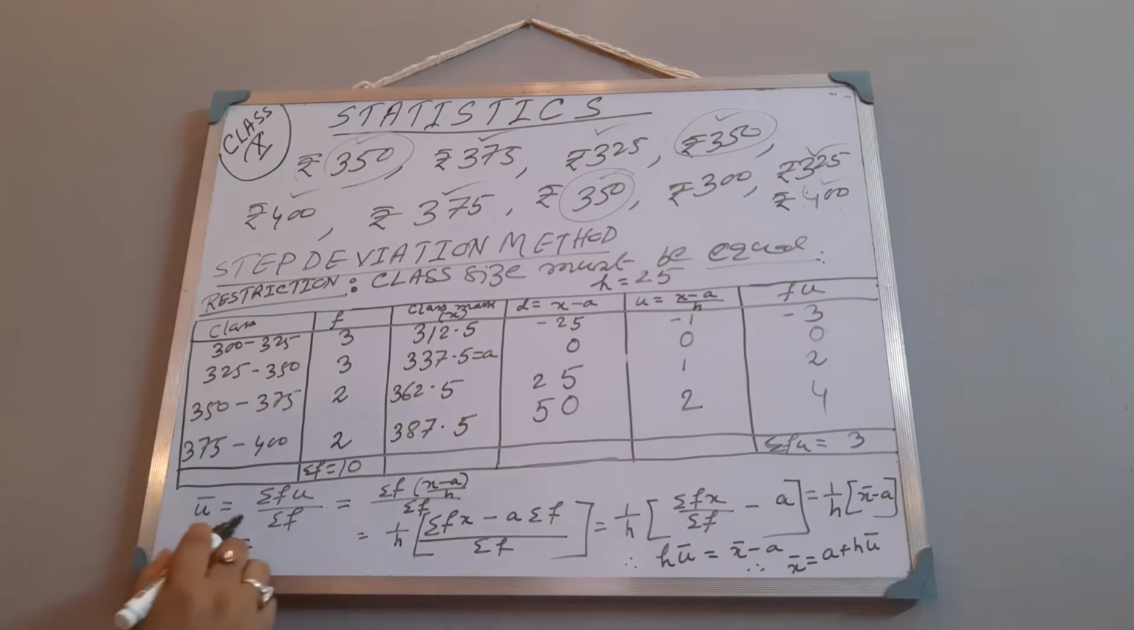Now u bar equals sigma fu by sigma f. Let us find out. That is 3, and sigma f equals 10. So 3 by 10 gives us 0.3.